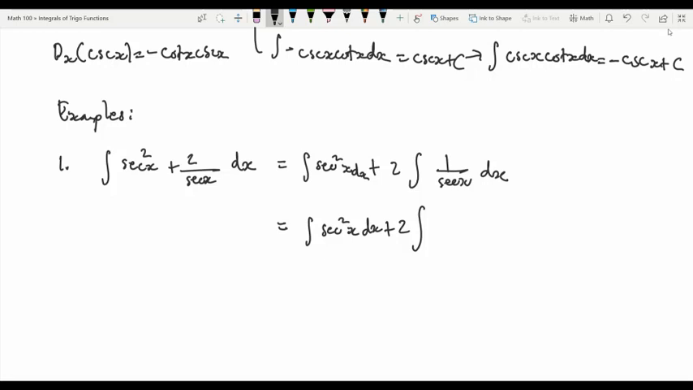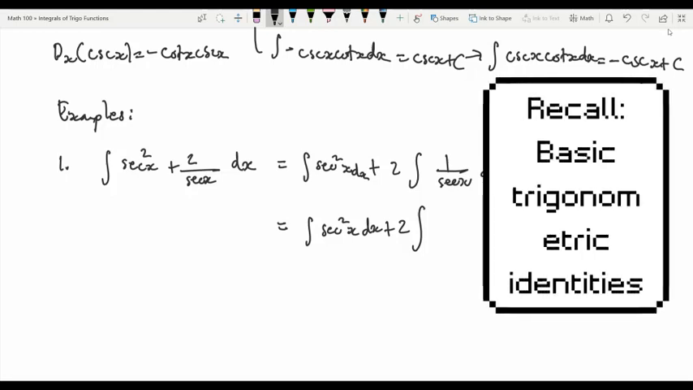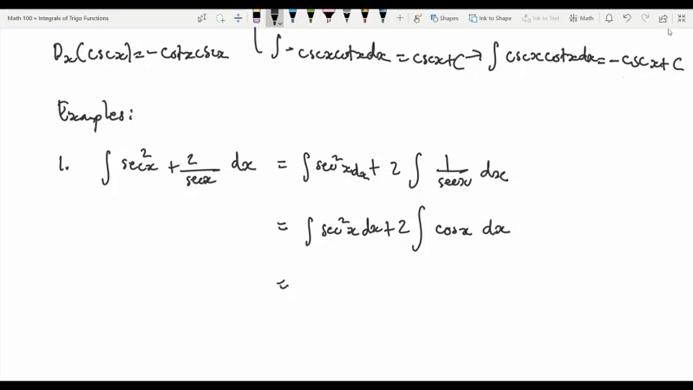For 1 over secant, we don't have any formula, but let us recall that 1 over secant x is just cosine x dx. So now we can directly apply the formulas that we have obtained earlier. So we have the integral of secant squared dx is just tangent x, and then plus 2 times the integral of cosine is sine x plus some constant c. So that's it.